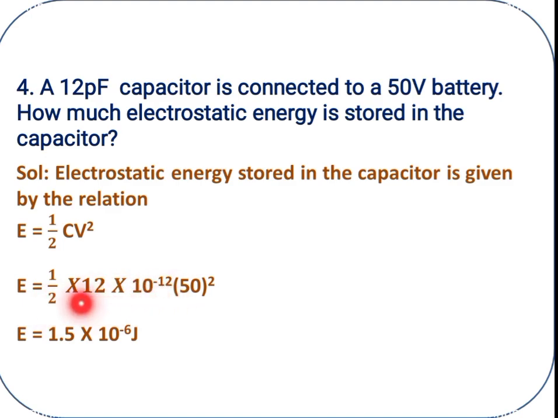Now, what are the given data? V is given, that is 50, and the capacitor value is given, 12 picofarad. Substitute the values of C and V and simplify: E is equal to 1.5 into 10 raised to minus 6 joule. This is a very simple problem.